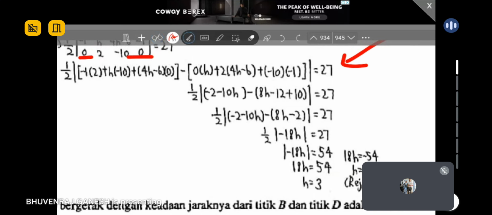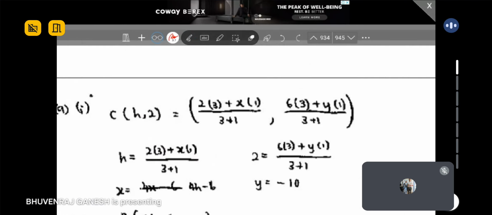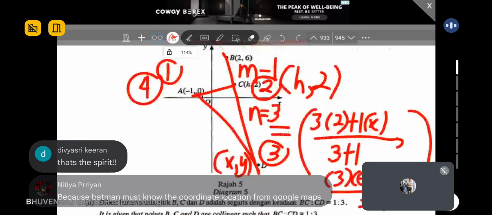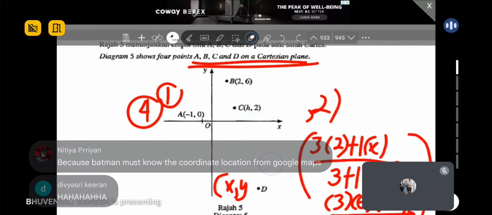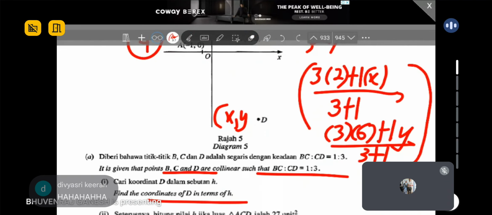So you will have 2H value, guys. Kamu akan dapat 2 nilai H. So make sure you reject the negative value because refer to diagram. Okay, tengok wajah, guys. H is a positive answer. Okay, so you must reject negative value.